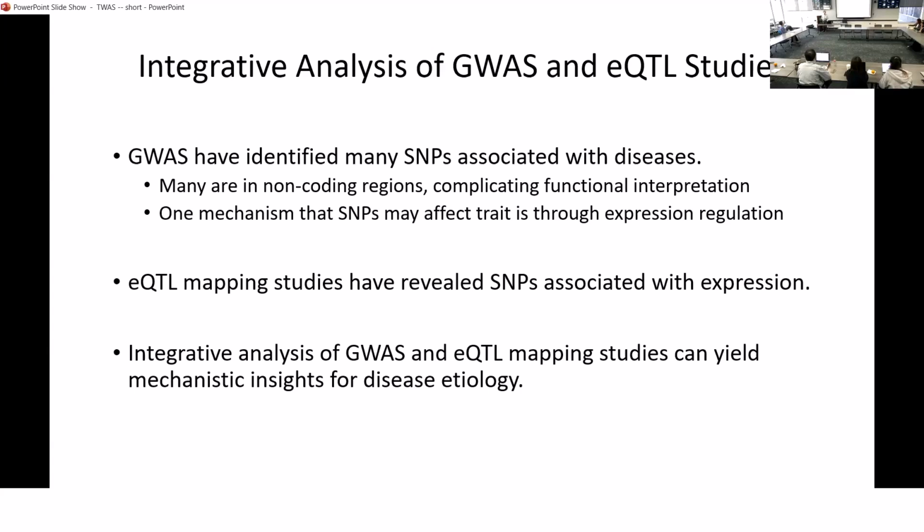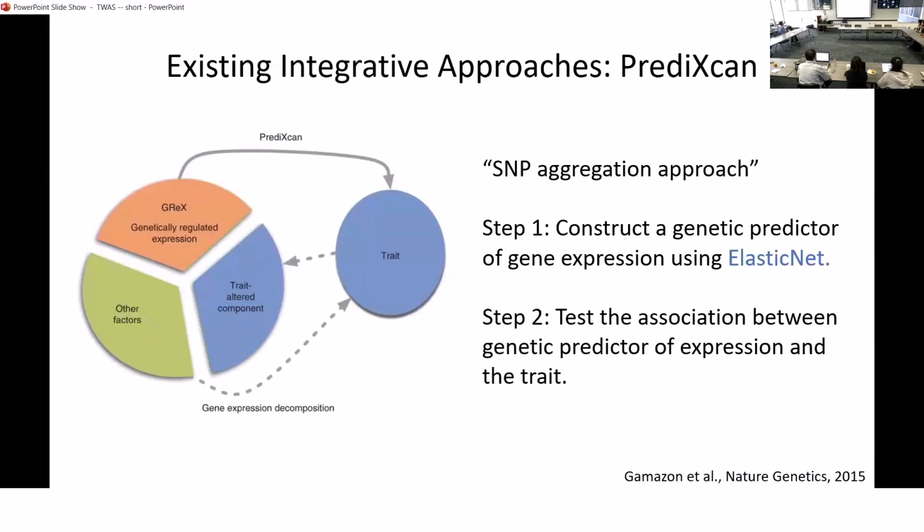Because of this hypothesis, in addition to the genome-wide association studies, there are many studies that have been carried out to measure gene expression along with the SNP data, to carry out so-called eQTL mapping studies. And the eQTL mapping studies have revealed that SNPs are indeed associated with gene expression. So you have two different types of studies: you have GWAS, and you have eQTL mapping. Naturally, people want to integrate these two in order to really look into the molecular mechanism underlying disease etiology. And there are two commonly used approaches to do such integration analysis.